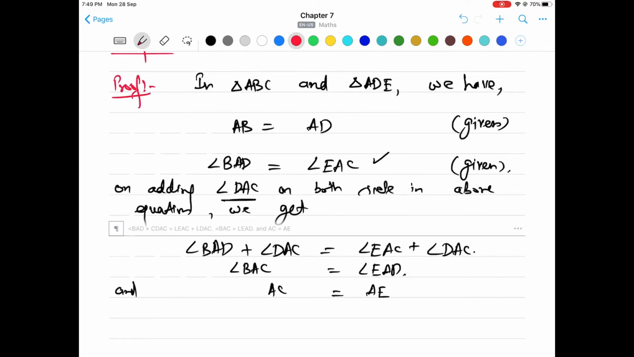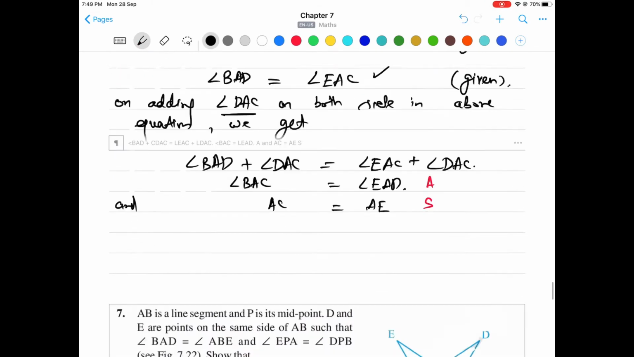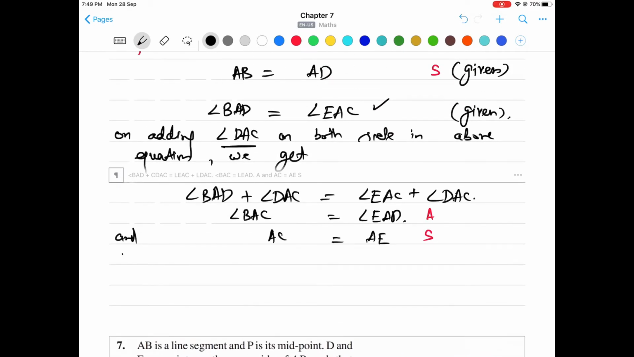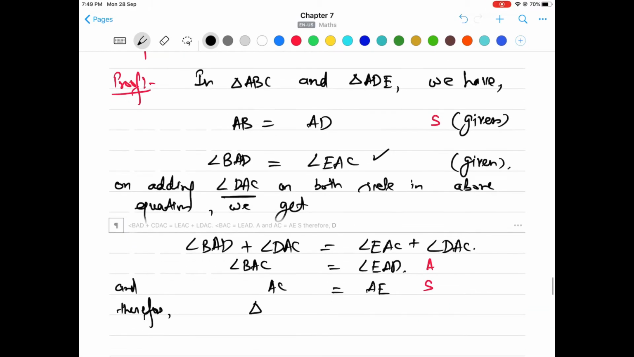So what we have got here is one side, then the included angle, and another side. So two sides and the included angle. So these two triangles will be congruent, right? Therefore, triangle ABC is congruent to triangle ADE, and this is by the side angle side congruency rule.